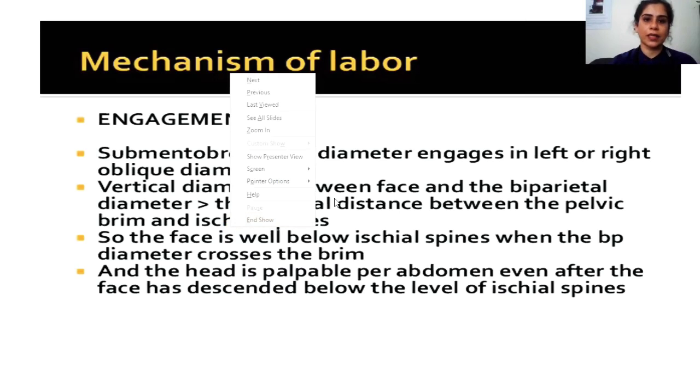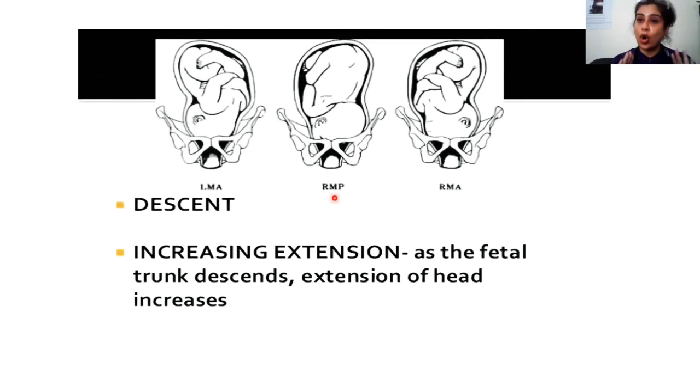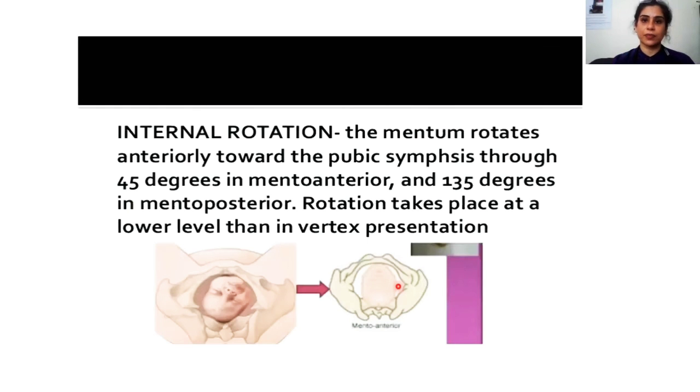The next point, in the next slide, we will talk about the descent. We all know that in labor, the descent of the baby is a continuous process. With the descent in face presentation, there will be increasing extension. You can compare it with normal labor. In normal labor, when the head is in flexion, there is increasing flexion of the fetal head. But in face presentation, there is increasing extension of the fetal head as the trunk descends.